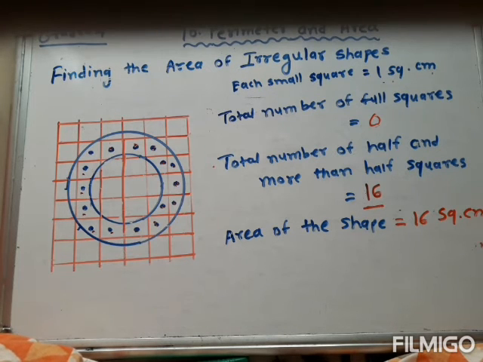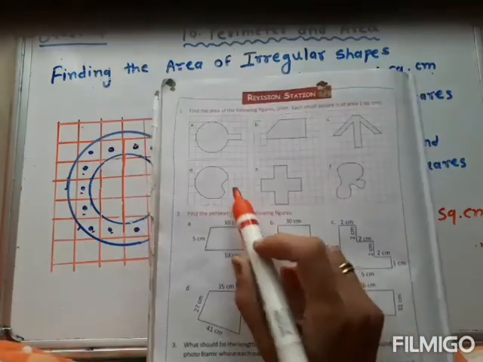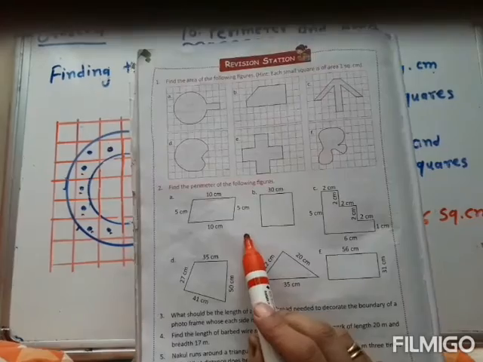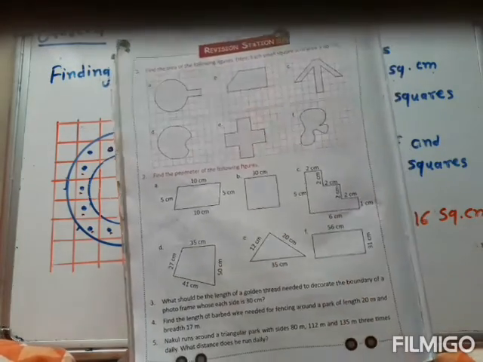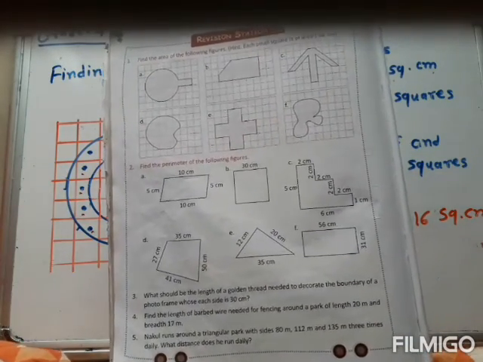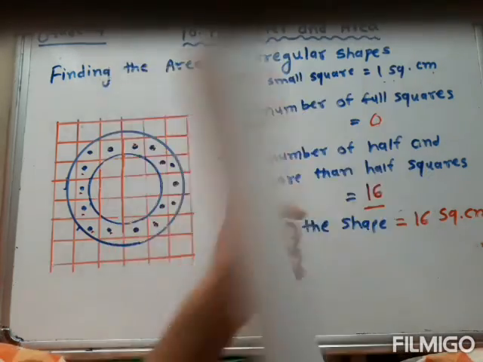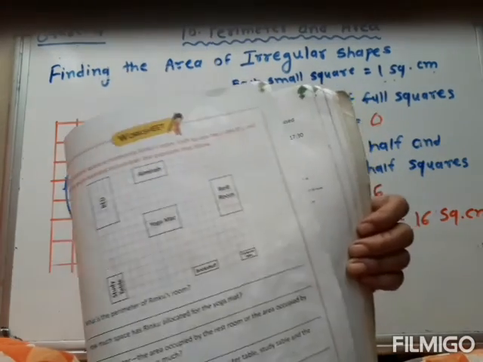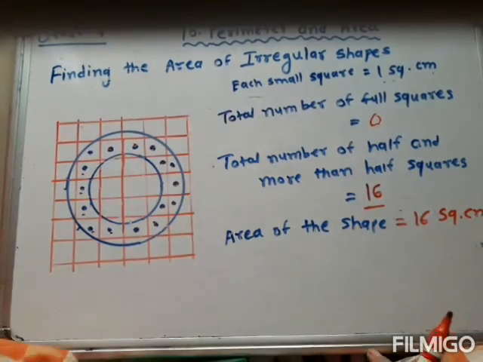In this way you have to complete question number 2 from exercise 10.3 in your notebook. Try to draw this figure in your notebook and complete the given question. Also try to solve the representation and worksheet. See here, find the area, and here find the perimeter of these figures. Try to solve this worksheet. Okay, thank you.